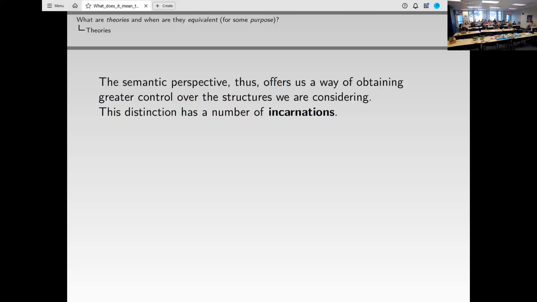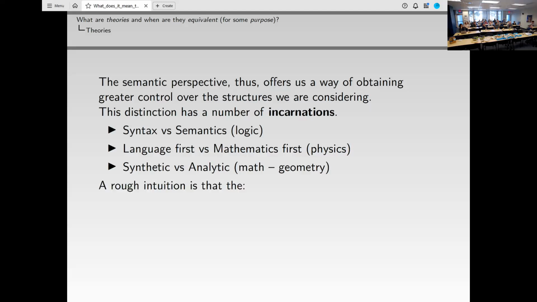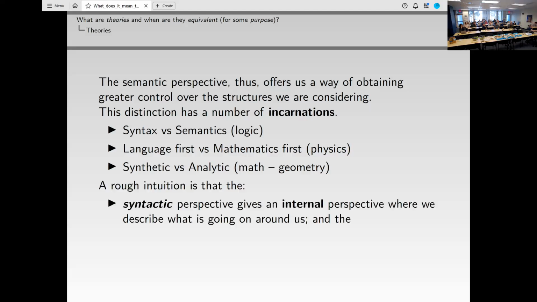So David talked about a few of these. In logic, we tended to make the syntax versus semantics distinction. I think David's right to criticize the semantics. We use this in a very loose kind of way. We might have this language first versus mathematics first, or from a mathematics geometric context, we might have synthetic versus analytic approaches.